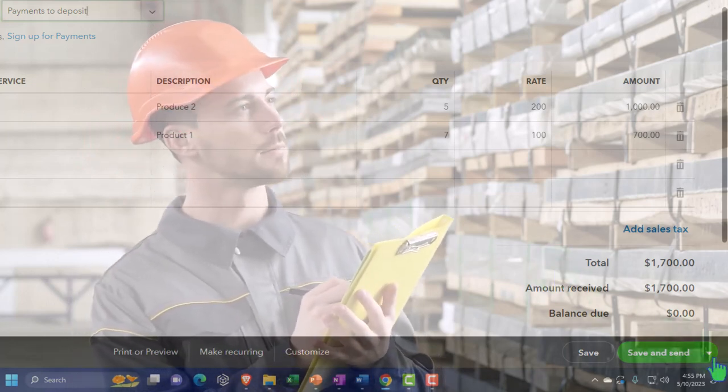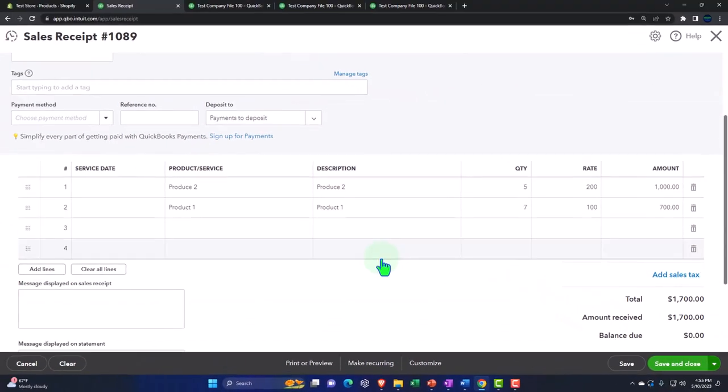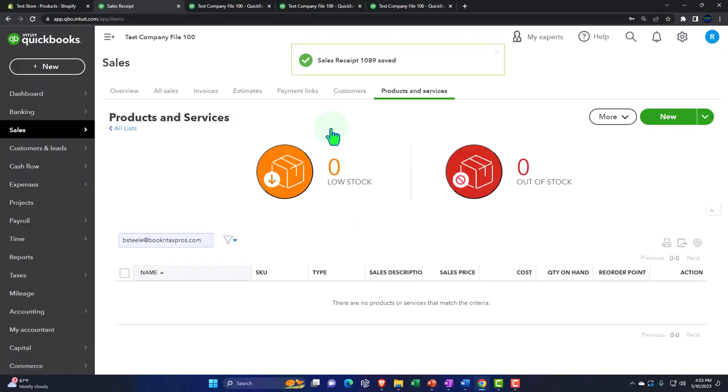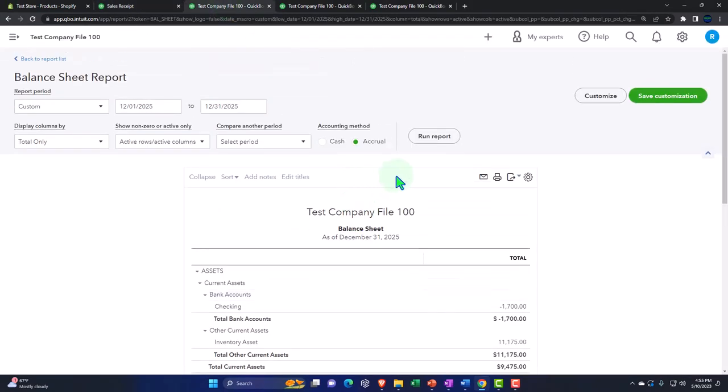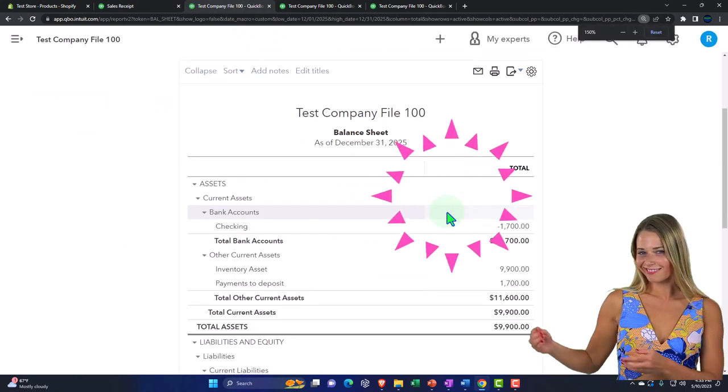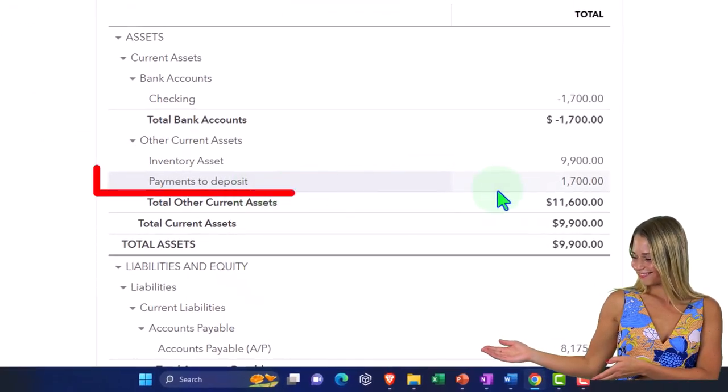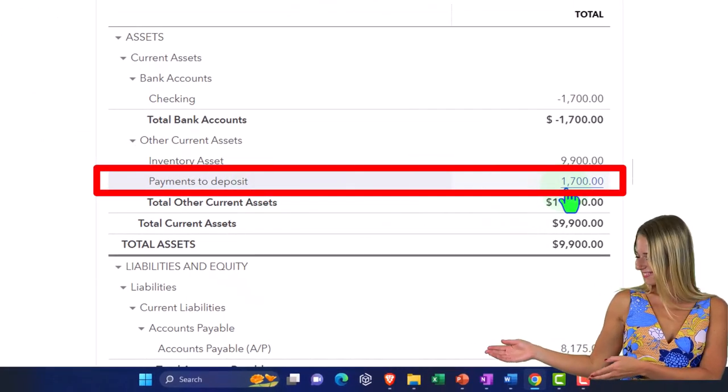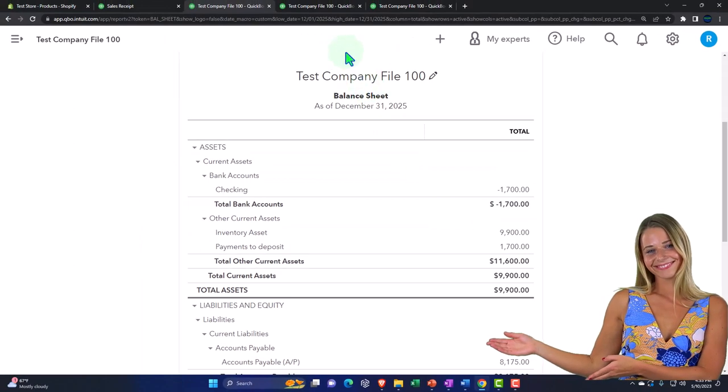So let's check it out. I'll save and close it. And then if I go to my balance sheet and run it, now we've put this amount in payments to deposit. There it is here. And then the other side is going to the revenue account.